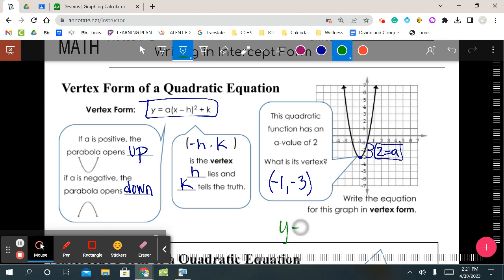Writing that in vertex form, we're going to get y equals 2, x minus a -1, because this is my h, this is my k. This is going to be +1 squared plus my k.